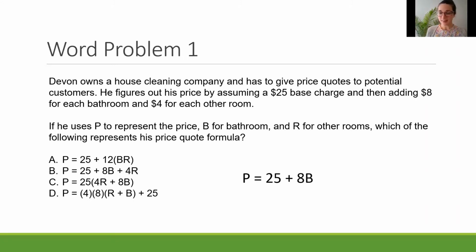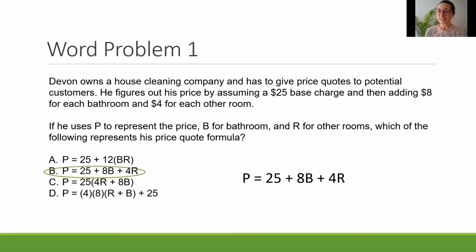So what are we adding? Well, we're adding $8 for each bathroom. So think about that. If we have 1 bathroom, then we're going to do 8 times the 1 bathroom. That's $8. If we have 4 bathrooms, then we're going to do 8 times 4, which is $32. So no matter how many bathrooms we have, we're going to multiply that number by 8 to know how many times they have to pay that $8 fee. Right? So that's why I labeled this as 8B, 8 times the number of bathrooms. And we're going to add that total to the $25 that everybody has to pay no matter what.